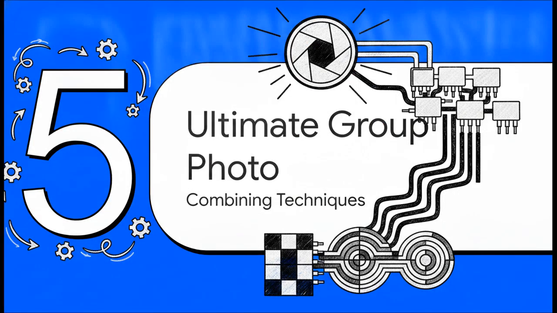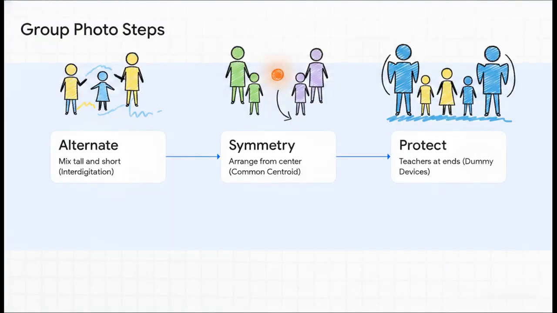Finally, Section 5, the ultimate group photo. Let's actually put all three of these layout techniques together into one bulletproof strategy. Imagine you are organizing an incredibly important school group photo and everything has to look absolutely flawless. Step 1. You alternate the tall and short students so the heights are mixed evenly. That is your interdigitation. Step 2. You take that mixed group and arrange them perfectly symmetrically around the center focus point so the photo looks balanced and even. That is your common centroid. And finally, Step 3. You place the teachers at the far left and far right ends to protect the students from the edges and keep the whole group safely organized. Those are your dummy devices.